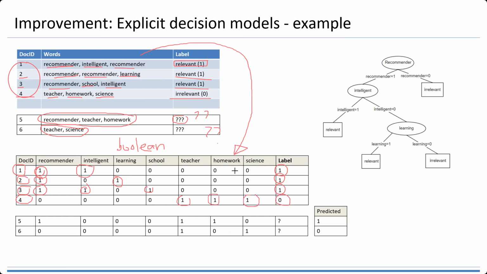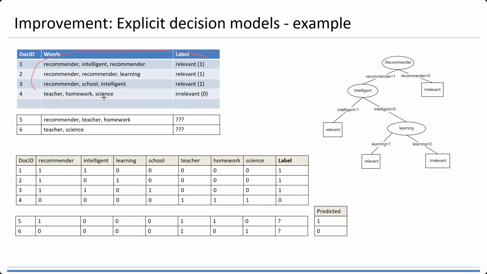Now, let's say with this data, I got this decision tree. So this decision tree is a result from this training data. We call this the training data. And we want to have new data, something that we want to predict. If I have the words recommender, teacher, and homework, what will be the label?